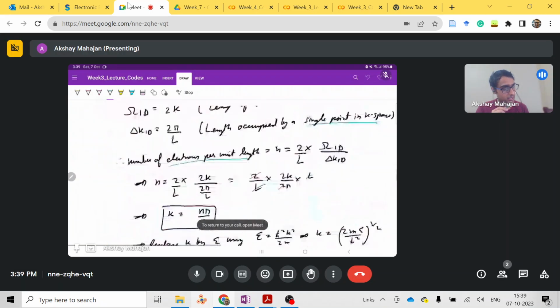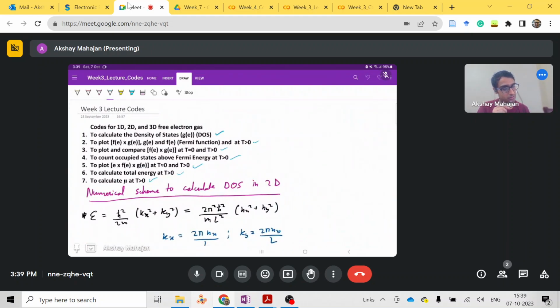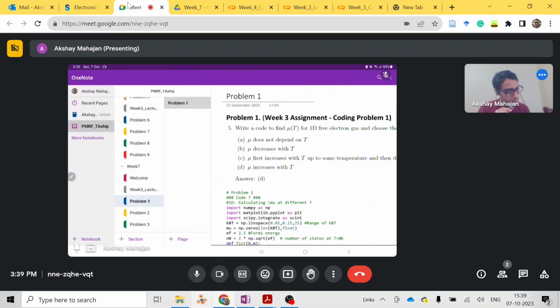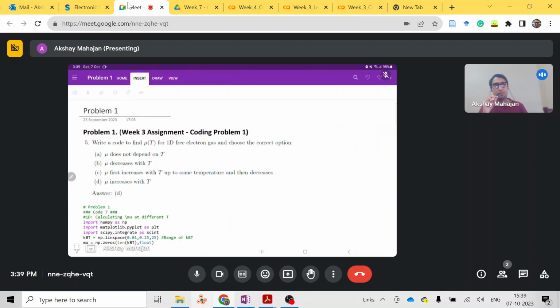Alright, so we are done with the previous session stuff. We are done with the week 3 lecture codes. Now we go to our first problem of this session, which is the week 3 assignment coding problem 1.